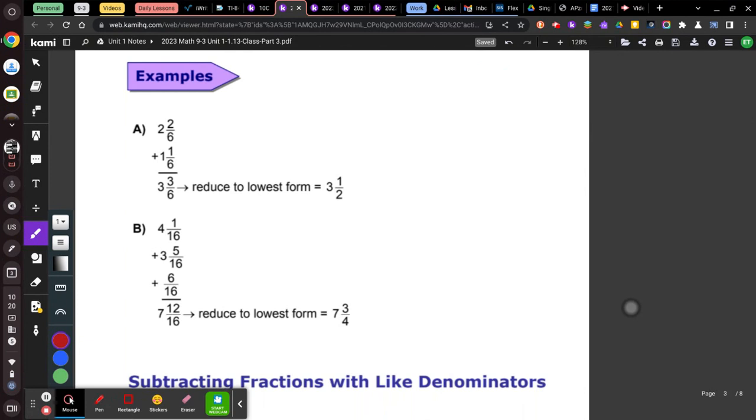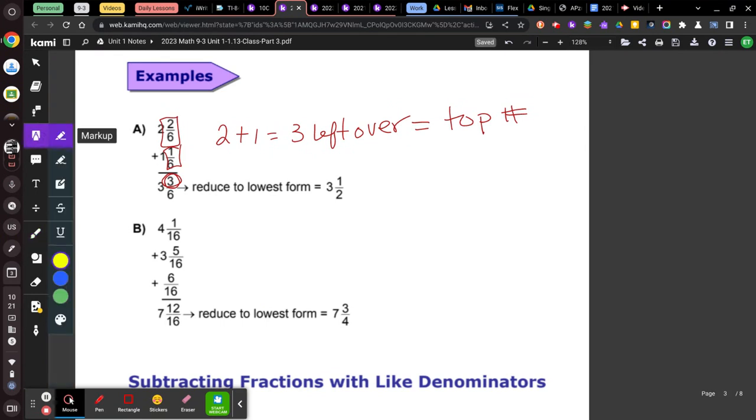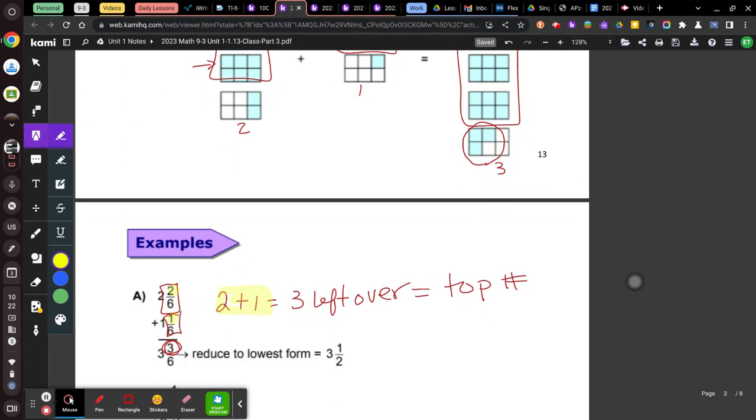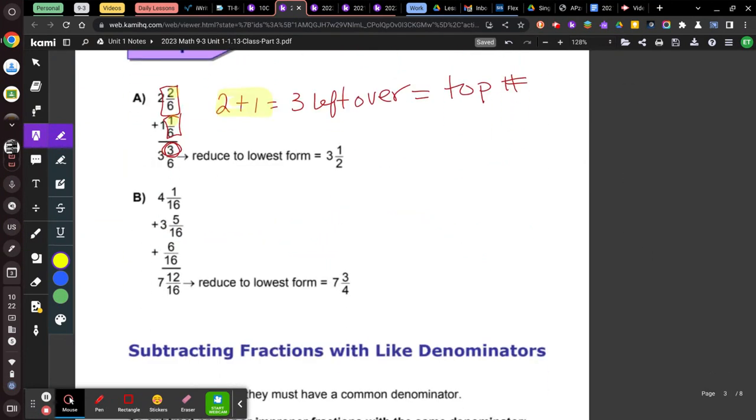Okay, turn to page 14, please. Now they're showing how we can do it if we do it straight up and down. What if we put the numbers vertically? This means putting the numbers straight up and down. We just discussed that the 2 plus the 1 on top of our fractions, we add them, and that shows us how much is left over. That's the same thing as we did in the diagram before. It's the same question. This time we're just doing it vertically.